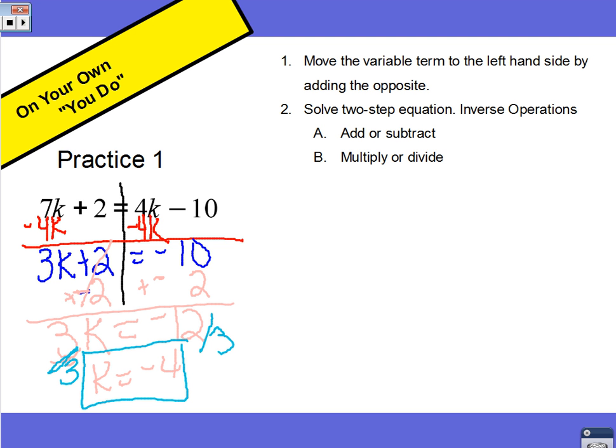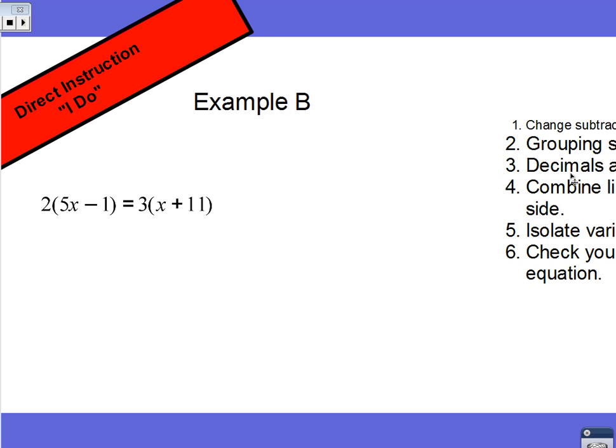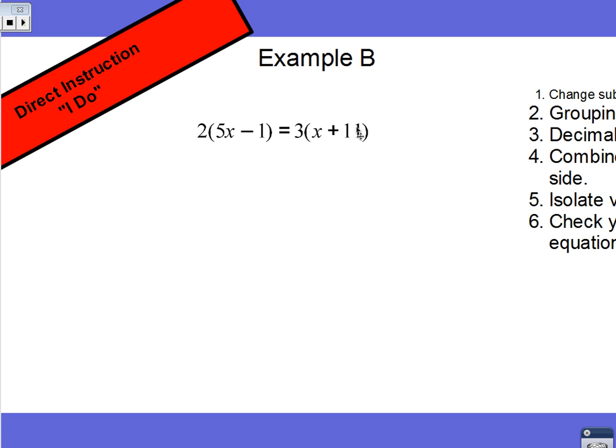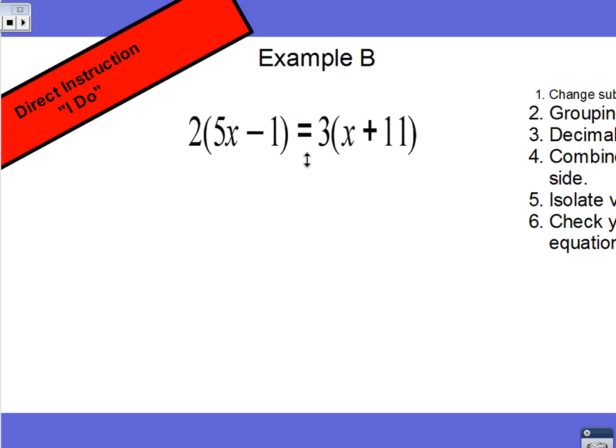Another example. B. This is a multiple step equation with variables on both sides. The only thing that is missing from here are fractions. So this is one of the most complicated kinds of linear equations that we have. And if you can do this, you know how to solve equations pretty much very well. Okay, so here we go.